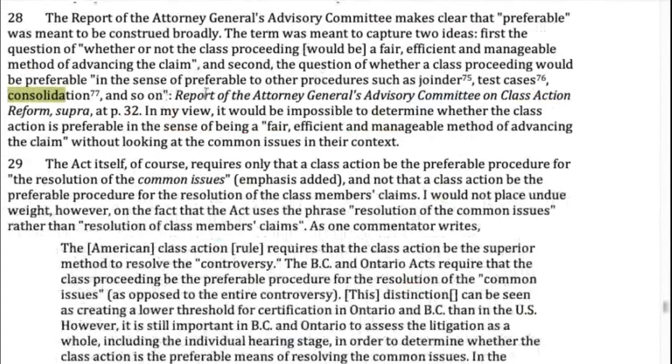So in the sense of preferable to joinder, test cases, consolidation, and so on. So joinder and consolidation are kind of obsolete, but what's a test case? Can anyone tell us what a test case is, and perhaps how it might serve? It might be an alternative to a class proceeding.